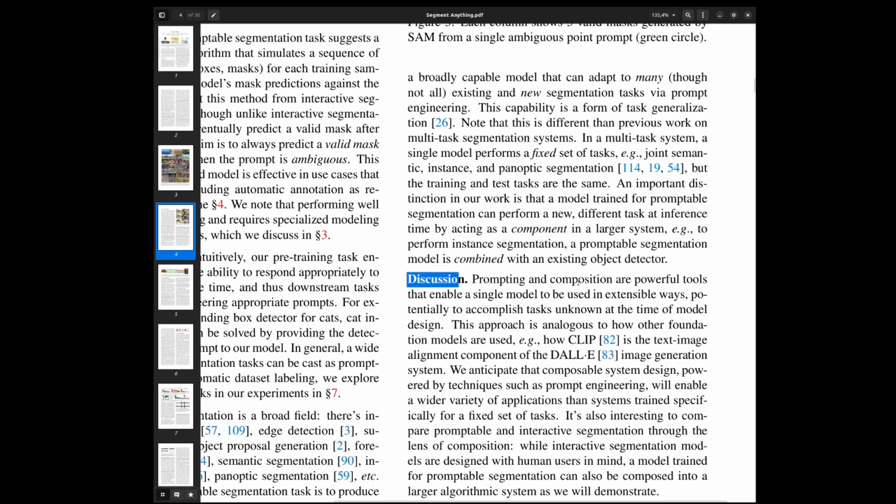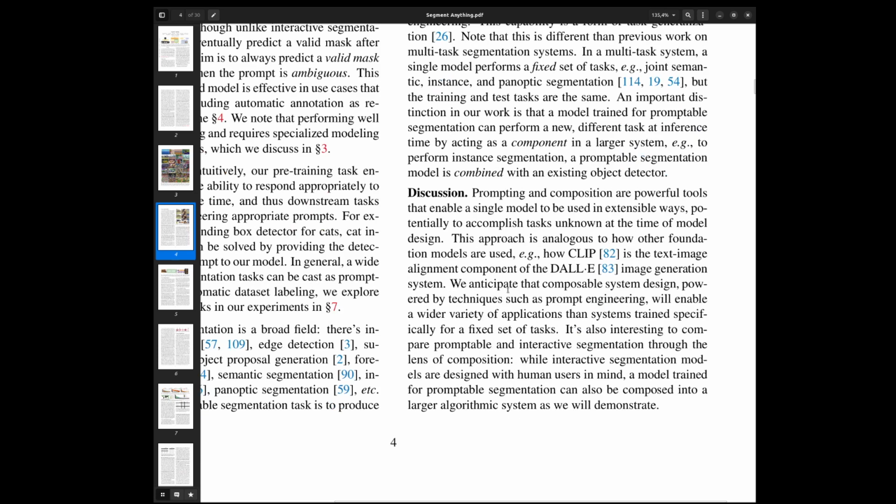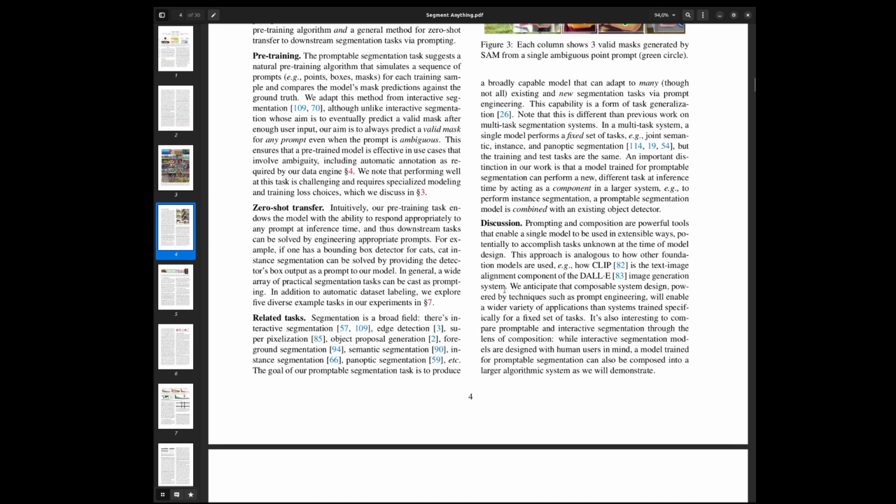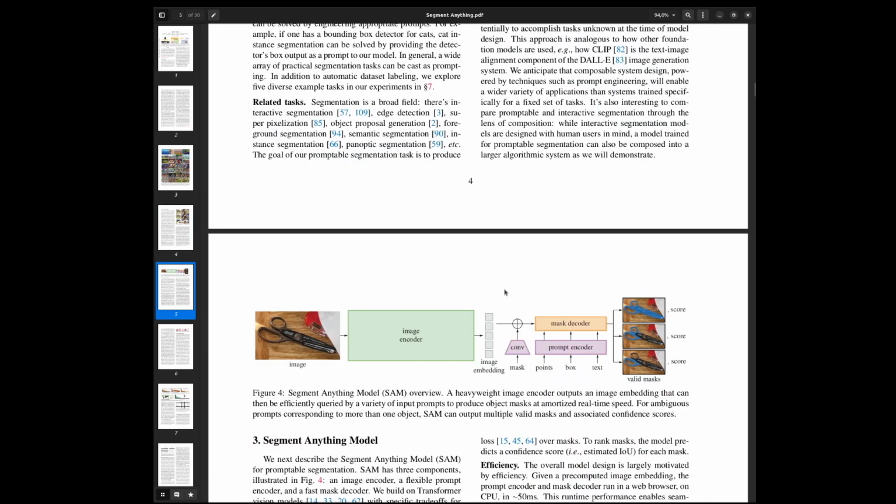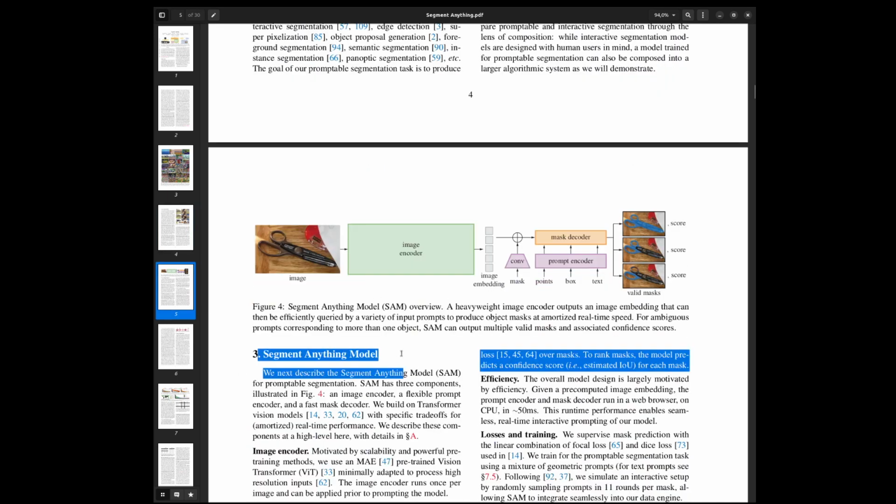Discussion, prompting, and composition are powerful tools that enable a single model to be used in an extensive way, potentially to accomplish tasks unknown at the time of model design. Okay, I think we can skip this as well, otherwise it's going to take too much time. I want to know how they create the model. Okay, finally.